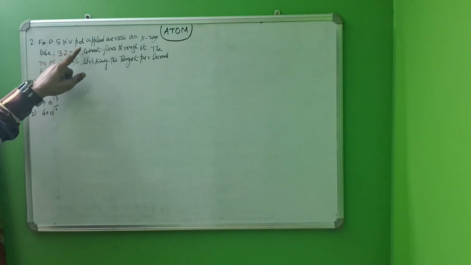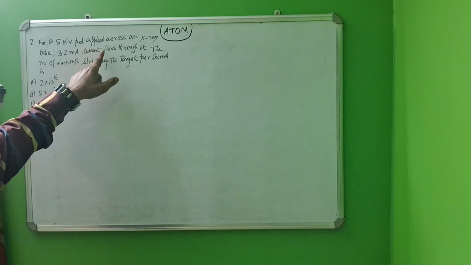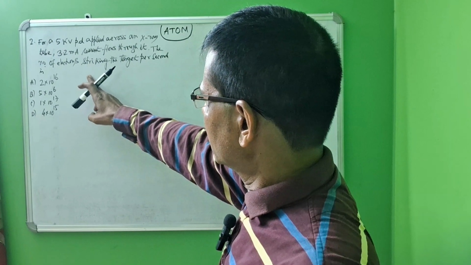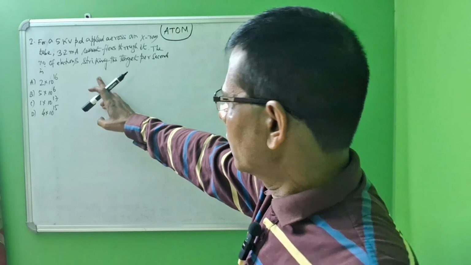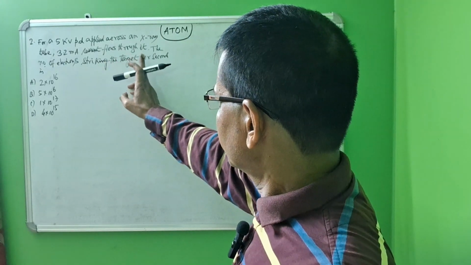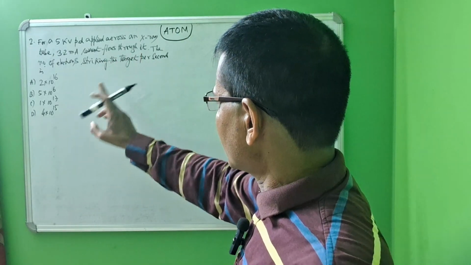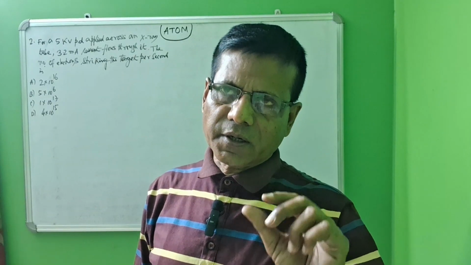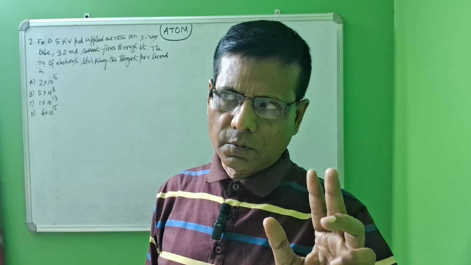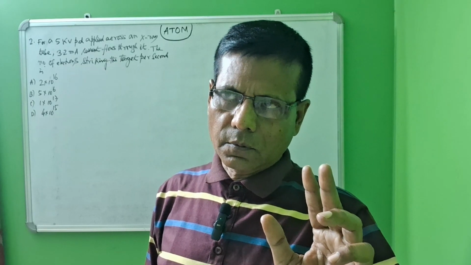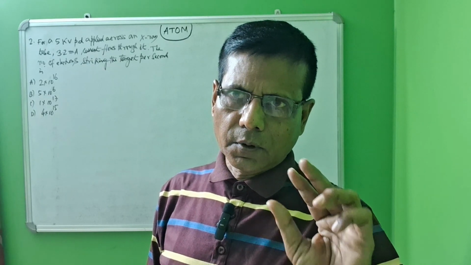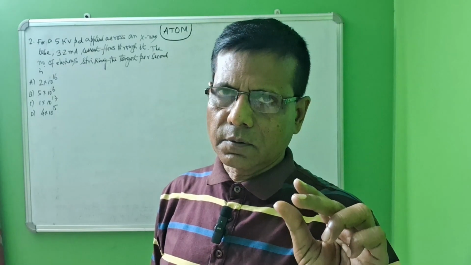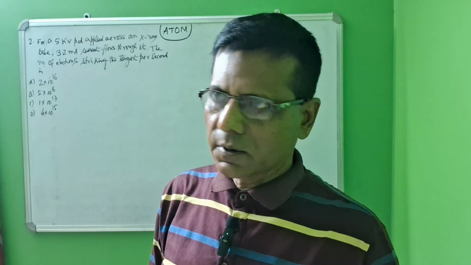For a 5 kV potential difference applied across an X-ray tube, 3.2 milliampere current flows through it. Find the number of electrons striking the target per second. It is current. What is current? Flow of electrons per second in the opposite direction is called a current.